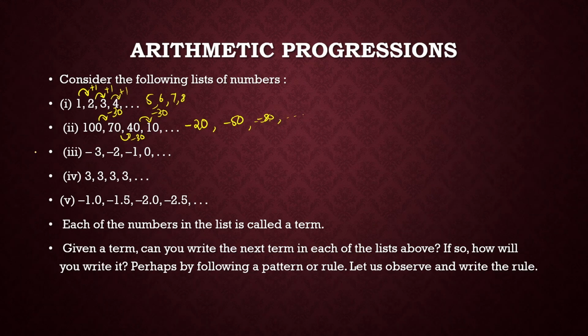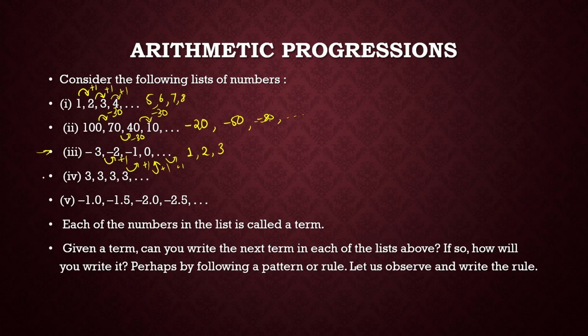Next, let's move on to the third one. So here, what pattern can you observe? According to me, we are adding +1. Again, for -2, if I add 1, I'll get -1. To -1, if I add 1, I'll get 0. To 0, if I add 1, I'll get 1. So this is the pattern here, right? So here, you need to observe the pattern, then you can write the next term.